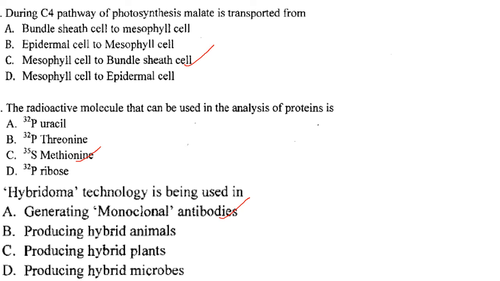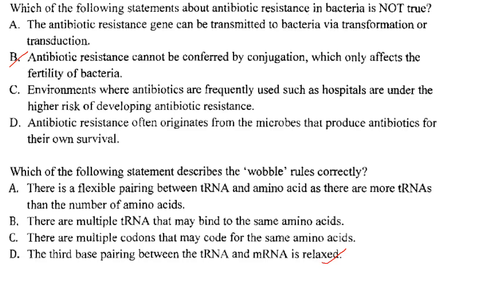Then the radioactive molecule that can be used in the analysis of protein is S35 methionine. Answer is option C. Then hybridoma technology is used in generating monoclonal antibodies. Answer is option A. Then next one.